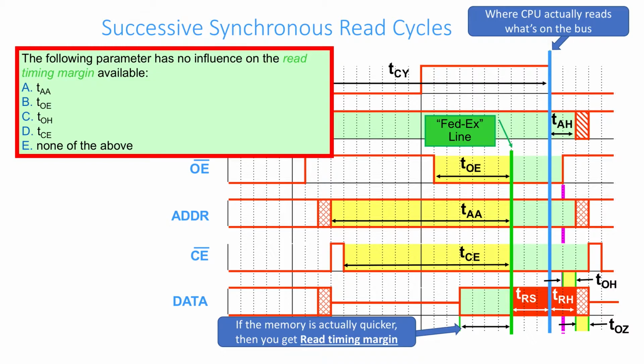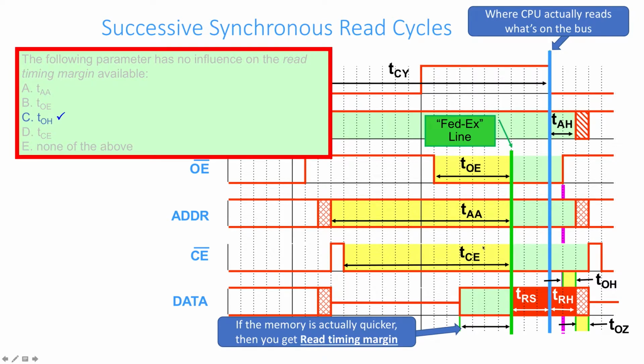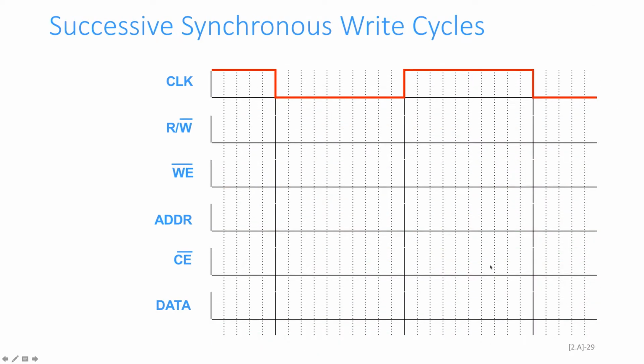The final question is asking you which time parameter has no effect on the read timing margin. Maybe not by looking at this diagram, but by what I said, TOE, TAA, and TZE all affect where the read timing margin is. The only one that's not included is TOH. This does not affect the read timing margin because that's completely determined by these three signals.